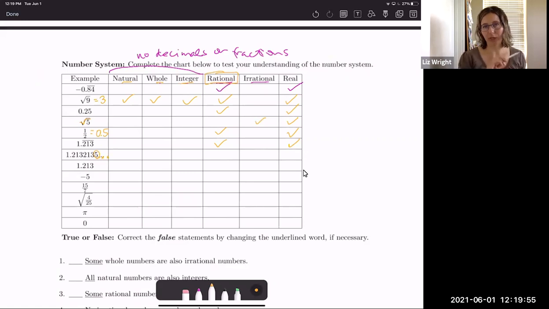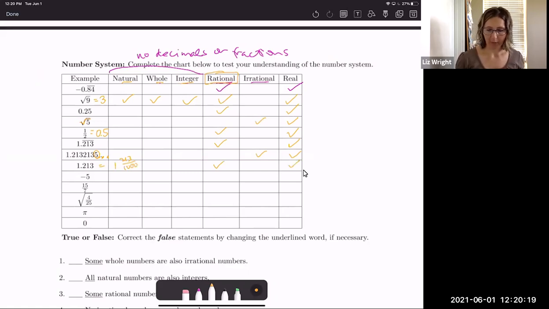So we have a decimal that goes on forever and it does not repeat. Which one is that? That's irrational and real. We have a decimal that terminates, a decimal that stops, or you could rewrite that as 1 and 213 thousandths. Which one is that? That's rational and real.